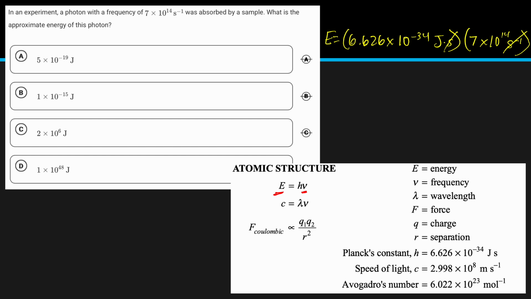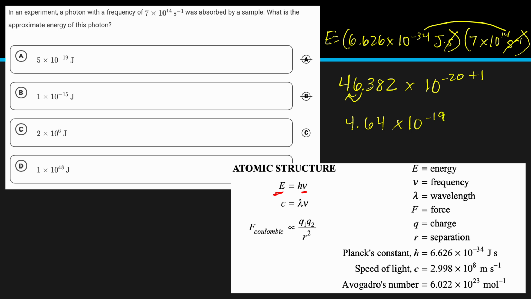That's going to give us 46.382. And then looking at our exponents, we have negative 34 plus 14. So that's going to give us times 10 to the negative 20th. And then obviously this is not in scientific notation. So our final answer would be 4.64 times 10 to the negative 19th. And that is going to be closest to A.